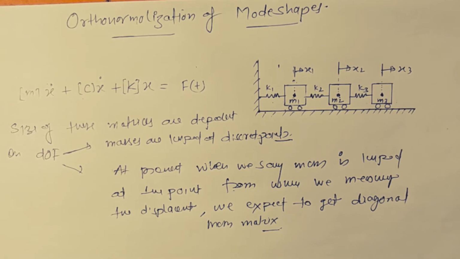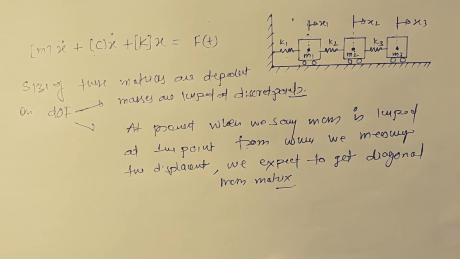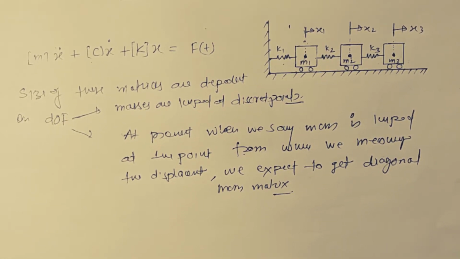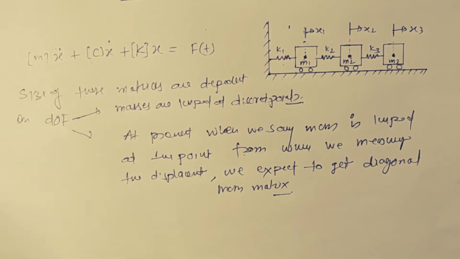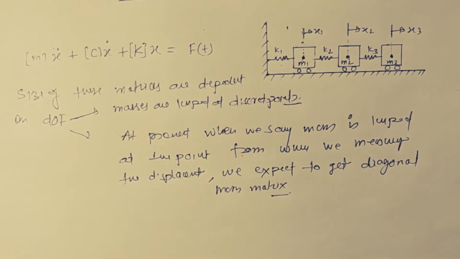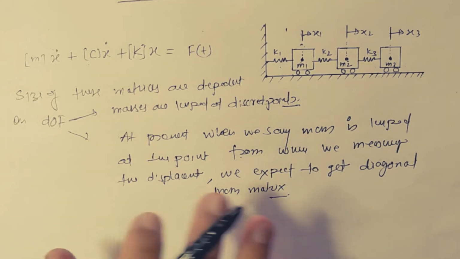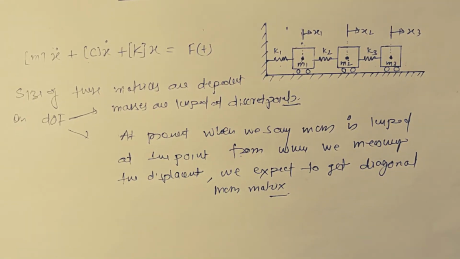Now the orthogonality of mode shapes we use to get the diagonal matrices from the non-diagonal stiffness and damping matrices, and the mass matrix if it is not a diagonal matrix. So in this case we use the orthogonality property of mode shapes.